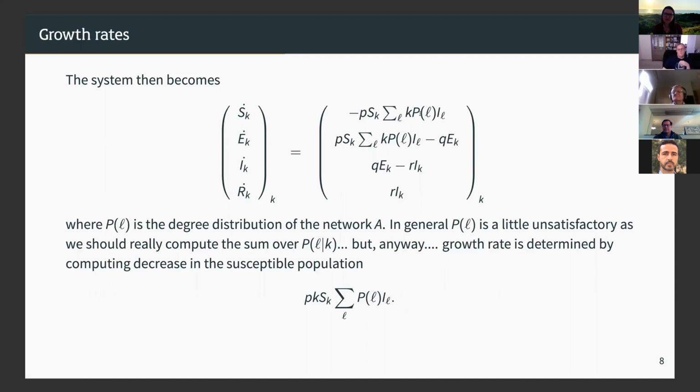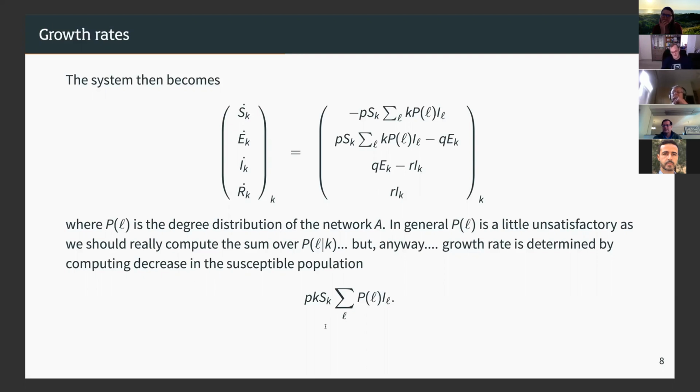Okay, just a short comment for those that have seen this all before. Really, we want to have a conditional probability here. That is the probability of a neighbour having degree L, given that I've got degree K. That just gets a bit too complicated, so we don't do that.